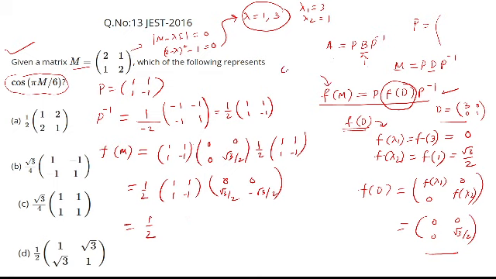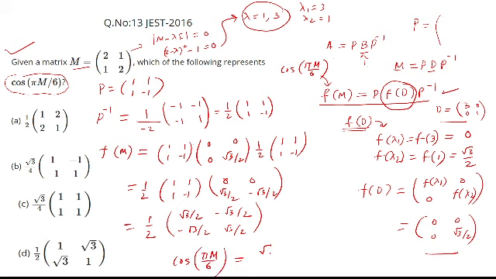Multiplying again by half, f of M, cos of pi M by 6, is half of the matrix root 3 by 2, minus root 3 by 2, minus root 3 by 2, root 3 by 2. So ultimately the answer is cos of pi M by 6 equals root 3 by 4 times the matrix 1 minus 1 minus 1 1. So option B, yeah, option B is the correct answer. Thanks for watching.